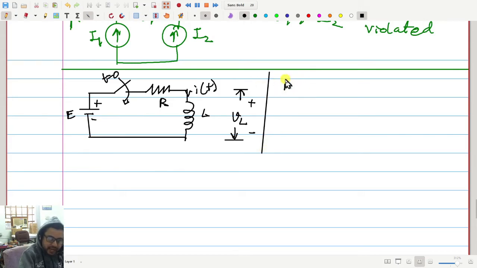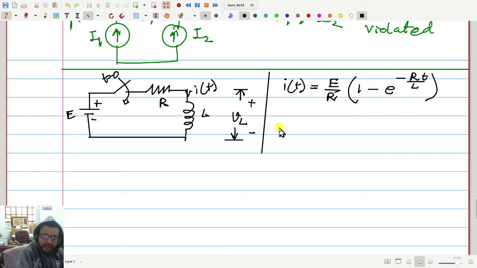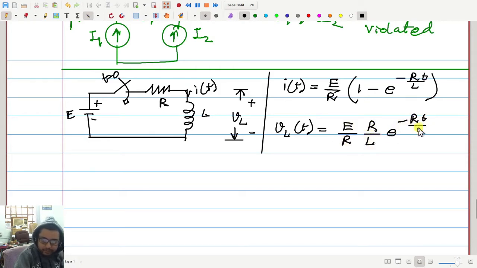In this case I(t) will be how much? E by R, 1 minus e to the power minus Rt by L, correct? And the voltage VL(t) will be the derivative of this, which comes out to be E by R into R by L e to the power minus Rt by L. Am I correct? Yes, sir.